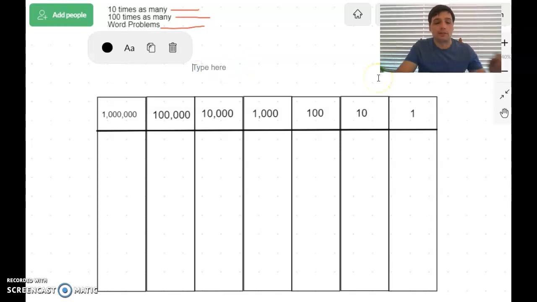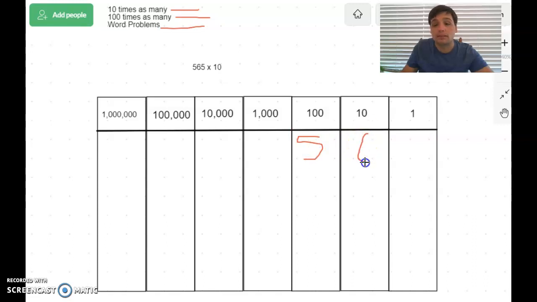Let's do something simple. Let's talk about 565 times 10. The best way I can really think to do this is to put it in a place value chart. My 500, my 60, and my 5 ones. 5 hundreds, 6 tens, 5 ones. I'm multiplying by 10.